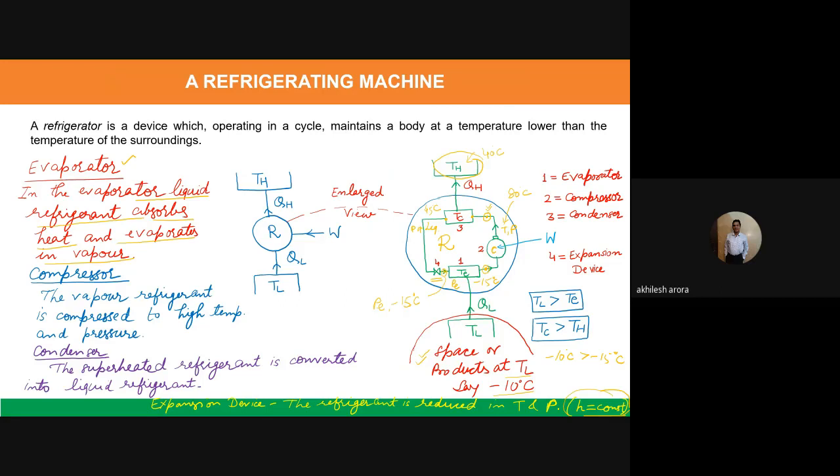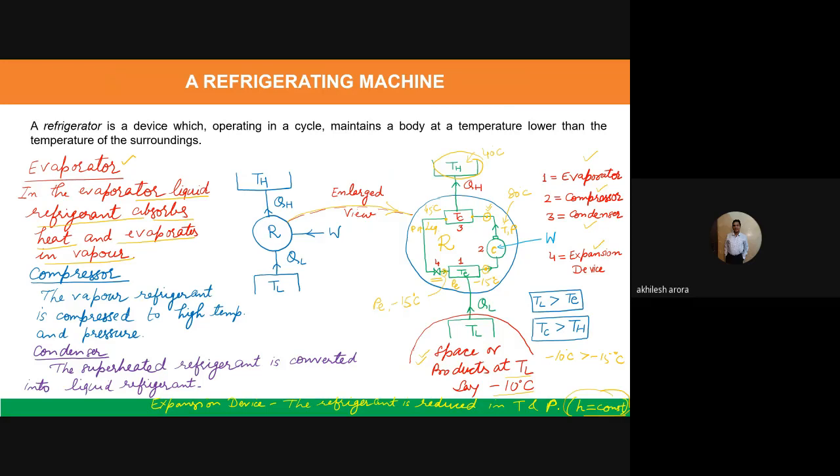It is just to make you understand how this refrigerator looks like, or what are the various components which constitute a refrigerator. So basically the four components are there. One is the evaporator, second is the compressor, third is the condenser, and fourth is the expansion device.